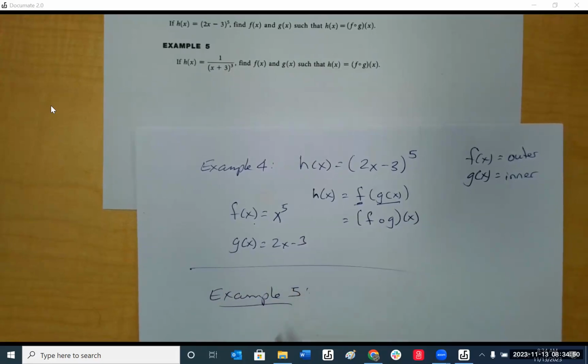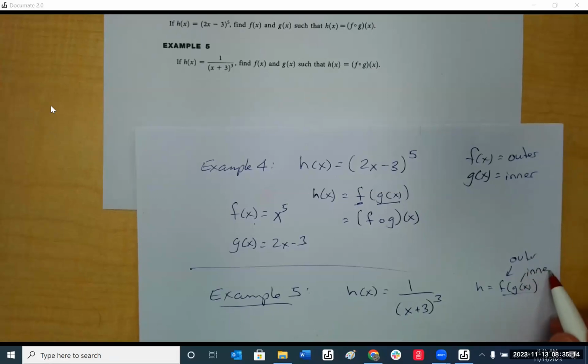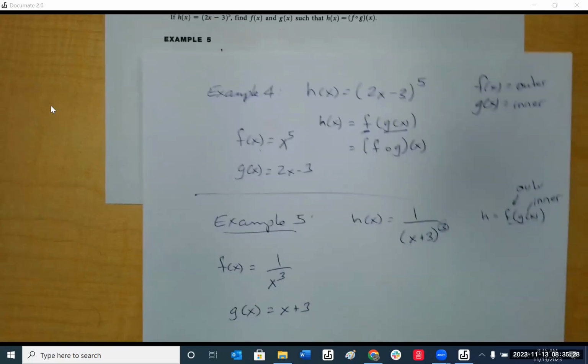Example 5. H of x is equal to 1 over x plus 3 cubed. We want f of g of x. So we want f to be the outer and g to be the inner. So what is f? X cubed. Yeah. And g of x? Very good. That's simple.